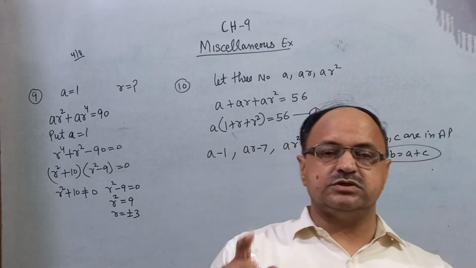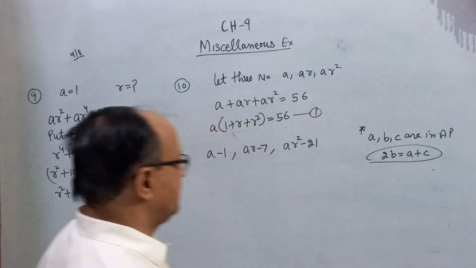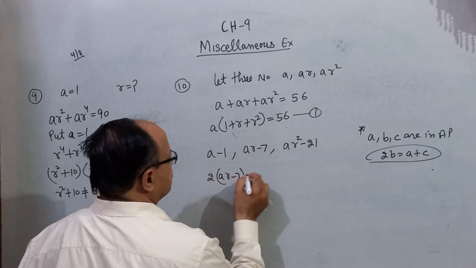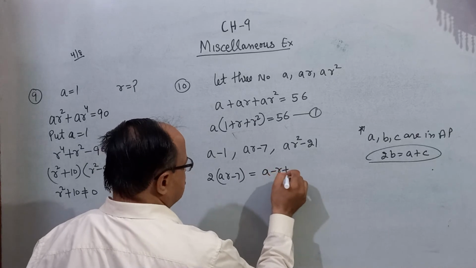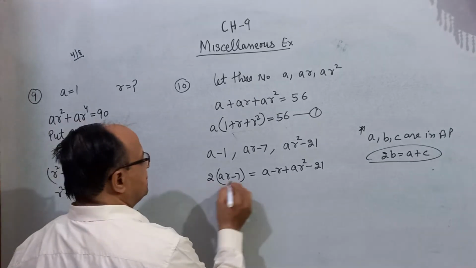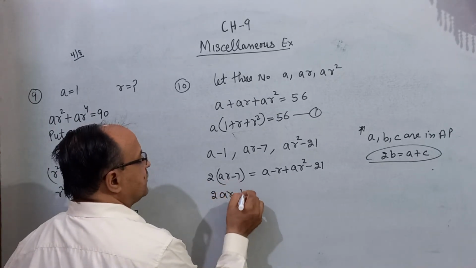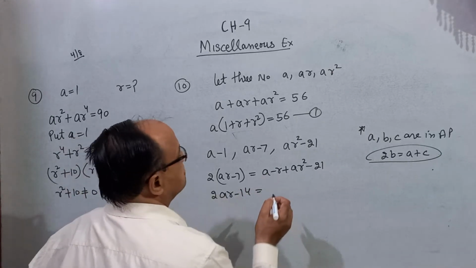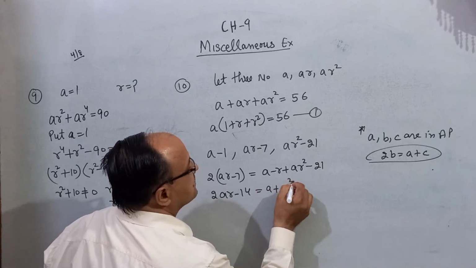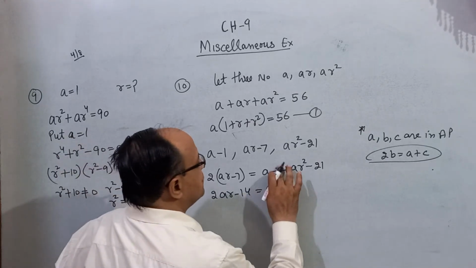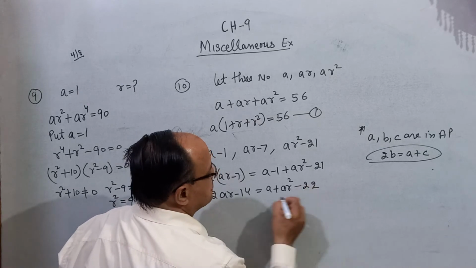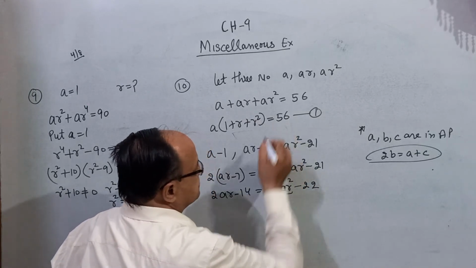Twice the second term is equal to the sum of the first and third terms. We apply this result here. Twice of 2AR minus 7 is equal to A minus R plus AR square minus 21. Multiply by 2, that is 2R minus 14. Now collect the terms, that is, A plus AR square, where the first term is 1 here, not r, minus 22.